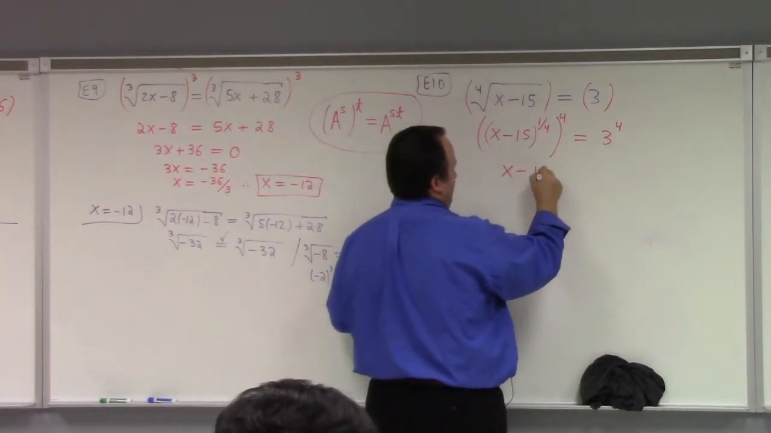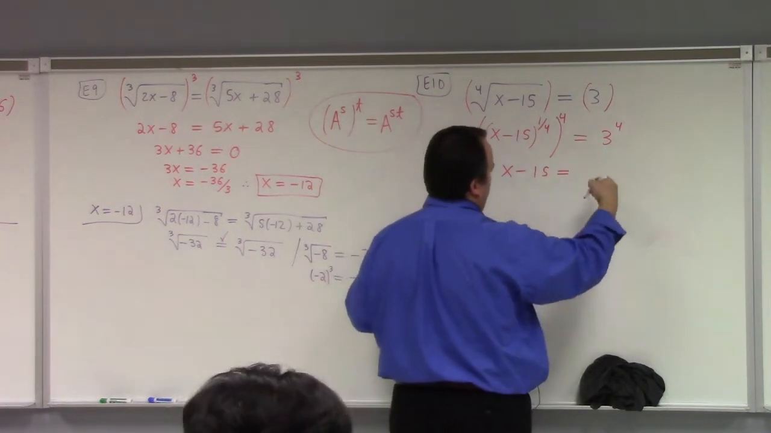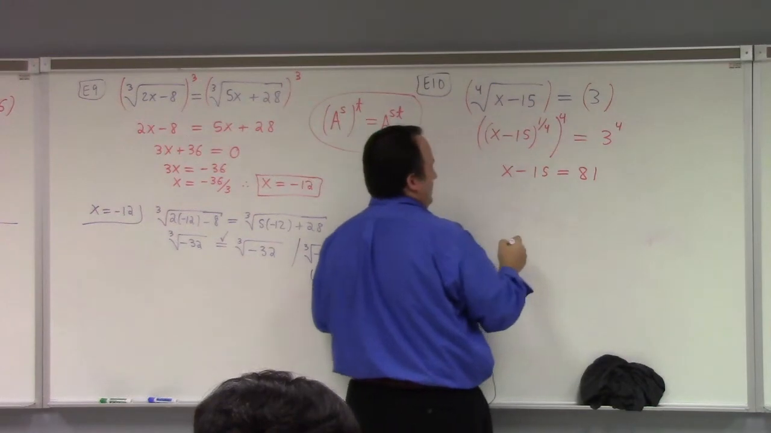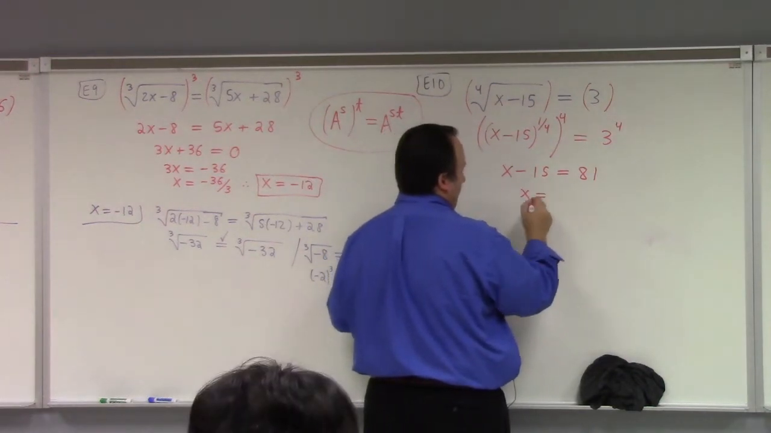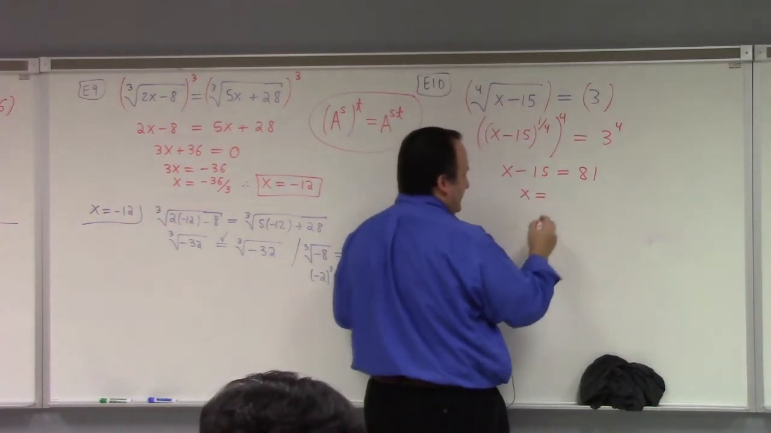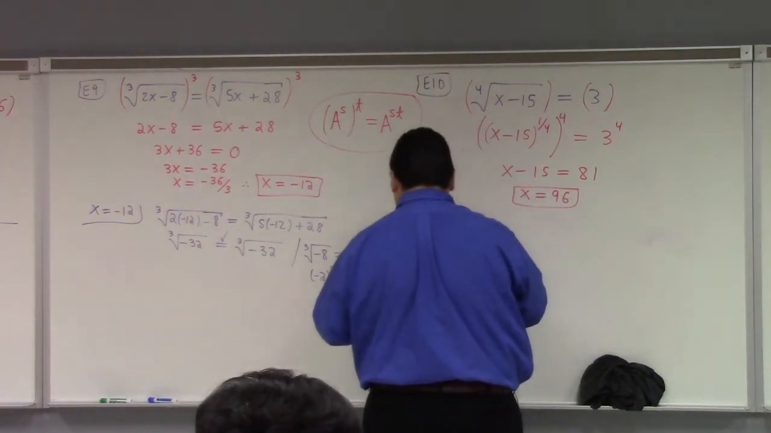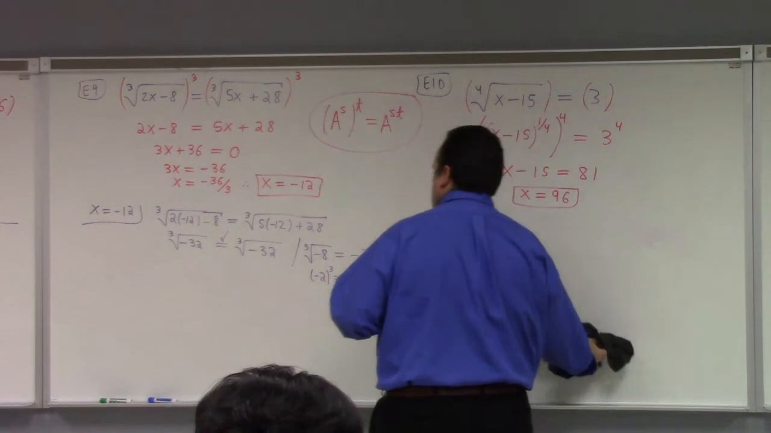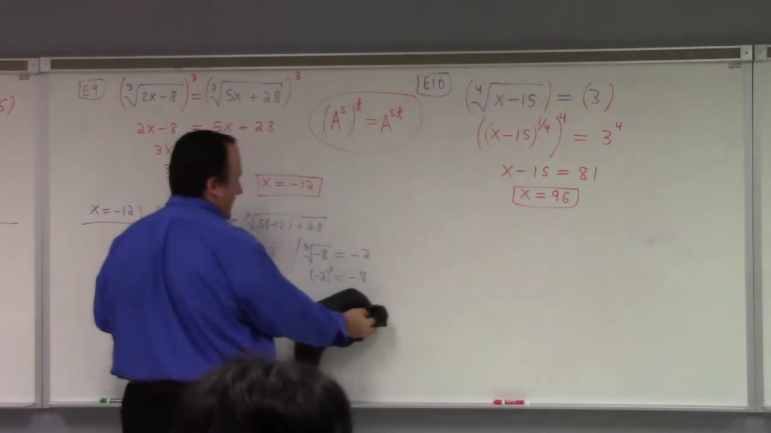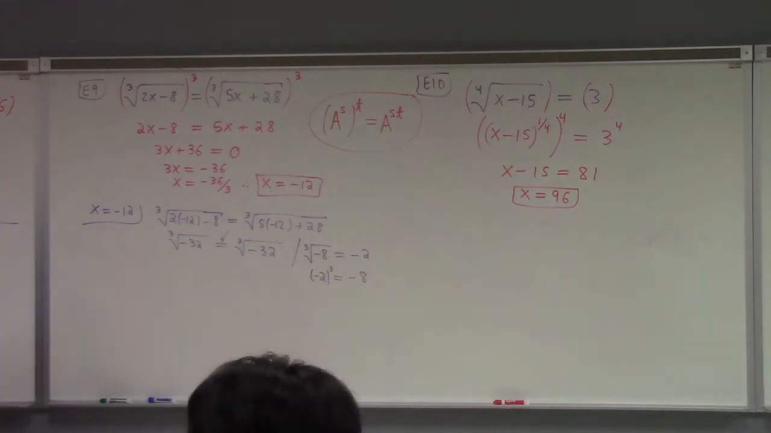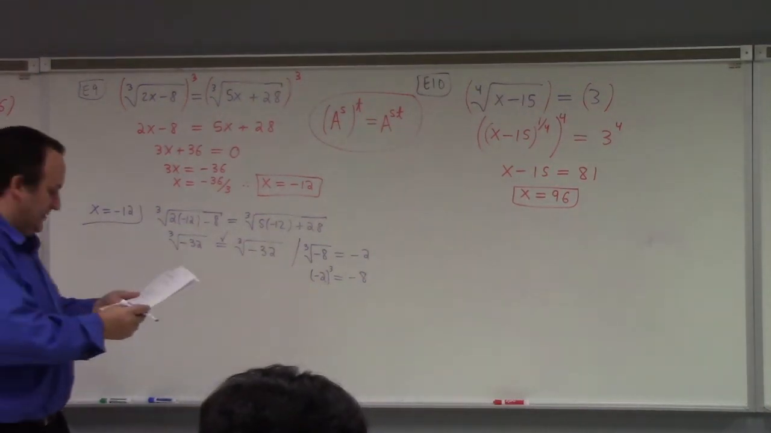And we get x minus 15 equals 3 to the 4th, which is 81. So x is equal to 96. So problems at the end of your homework are kind of anticlimactic, aren't they? They look kind of scary, but they're actually kind of harmless, aren't they?